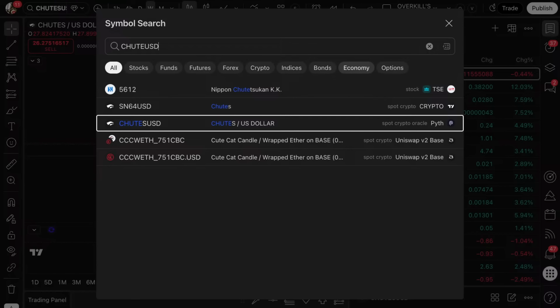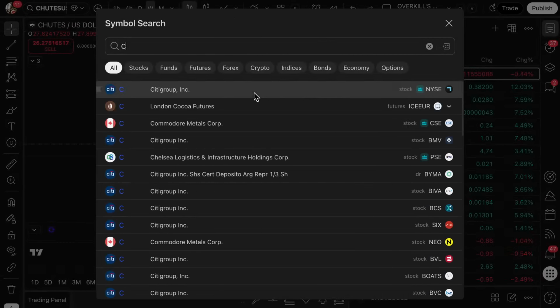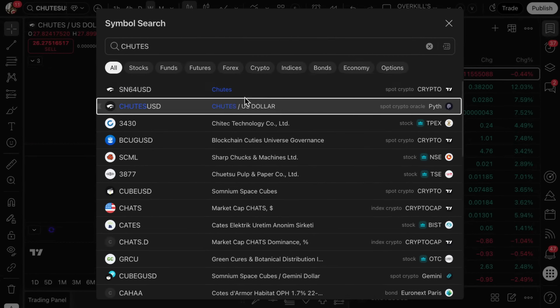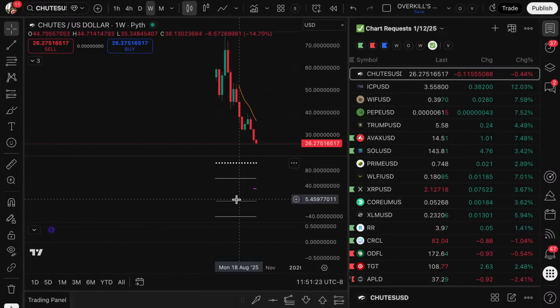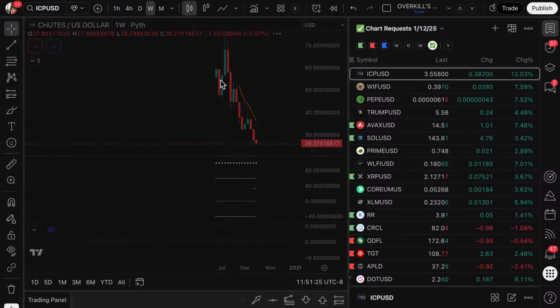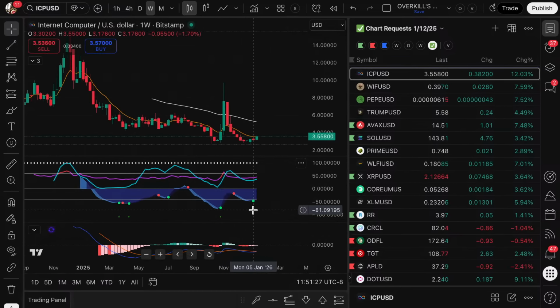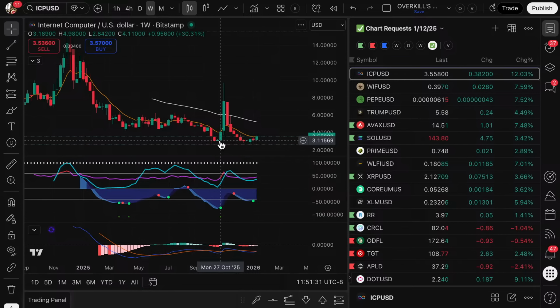Shoot, S-H-U-T-E. Let's see if this one, S-H-U-T-E-S. That one looks like a newer coin, so I can't tell you what the indicator says just because it's so new. ICP, though, is breaking out. Where did we get the signal? We got the signal last week. We also got one back here in October at around $3. It ended up popping all the way up to 10, and then it sold all the way back off down to 3. But we got that signal last week.